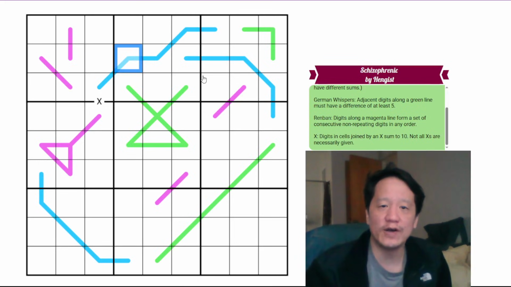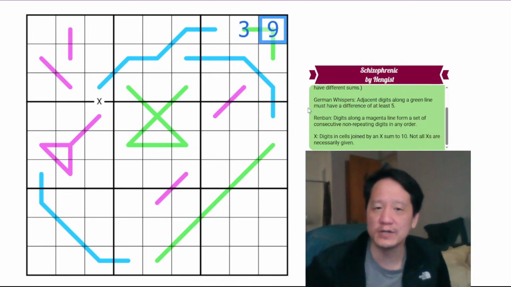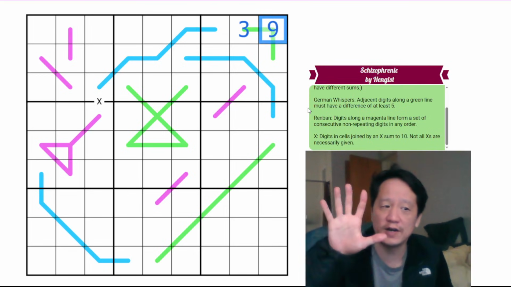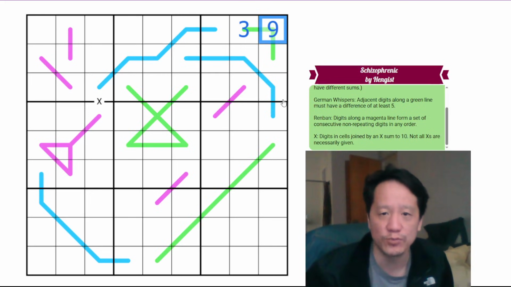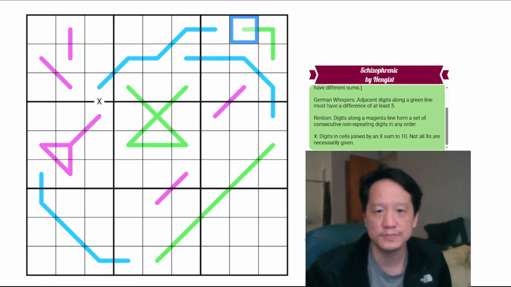An example of how a German whisper 5 line works is, say you have a 3 here. Then this digit could be 8 or 9 because those are the only digits which are 5 or more away from 3. And that's an example of how a whisper 5 or German whisper line works.